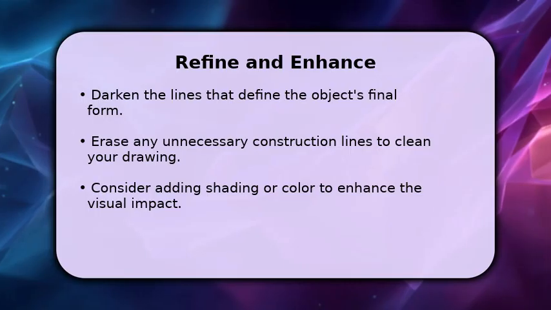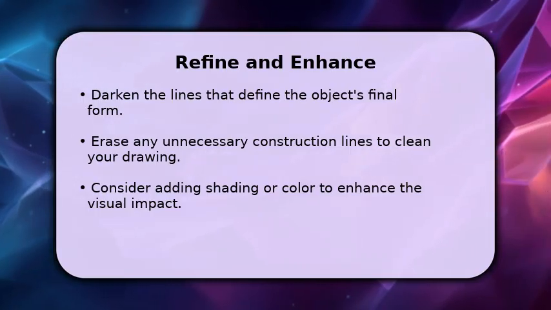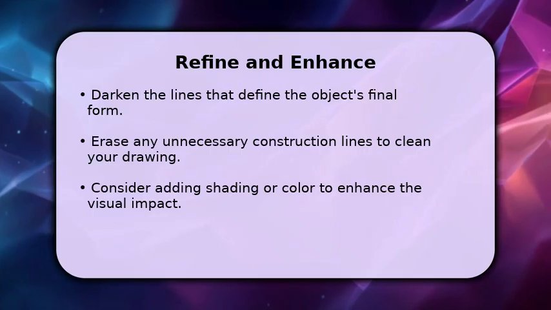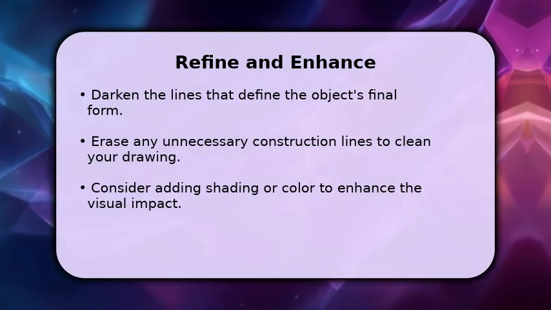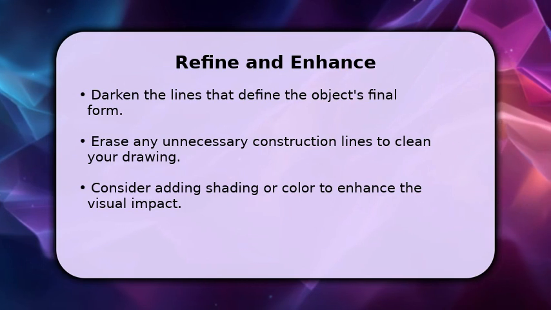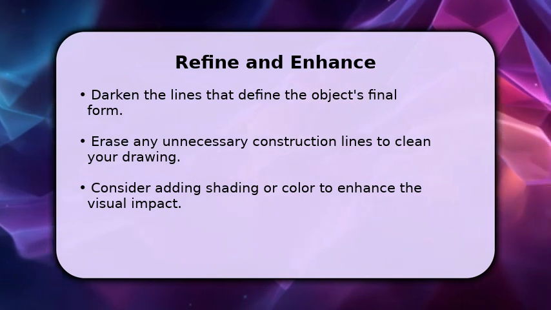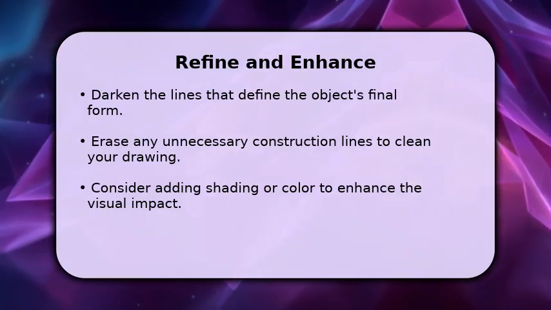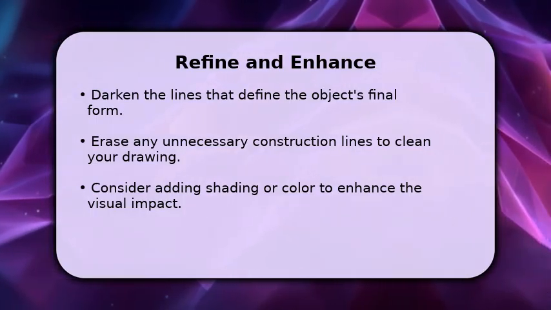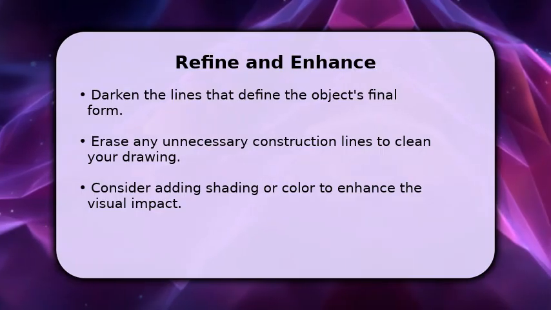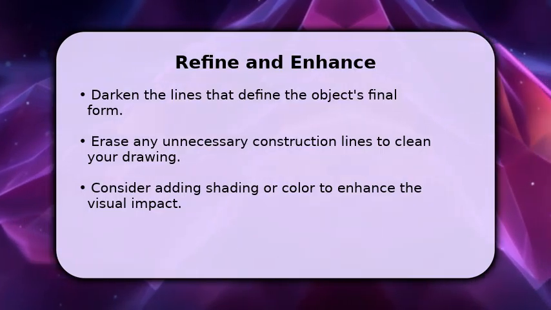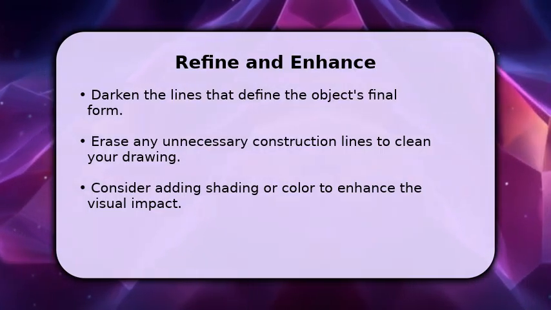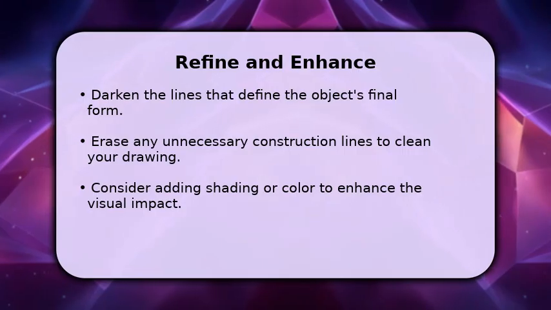To complete your Zeno drawing, it is time to refine your work. Carefully darken the lines that truly define the final form of your object, making them stand out. Next, gently erase any of the lighter construction lines that are no longer needed, ensuring a clean and polished appearance. For an extra touch, you might consider adding subtle shading or even a splash of color to further enhance the visual depth and overall impact of your unique artwork.